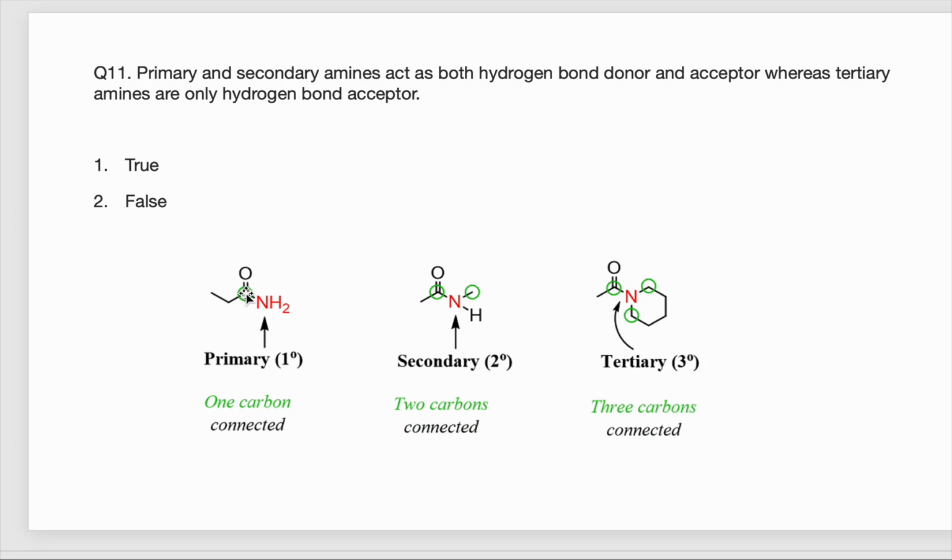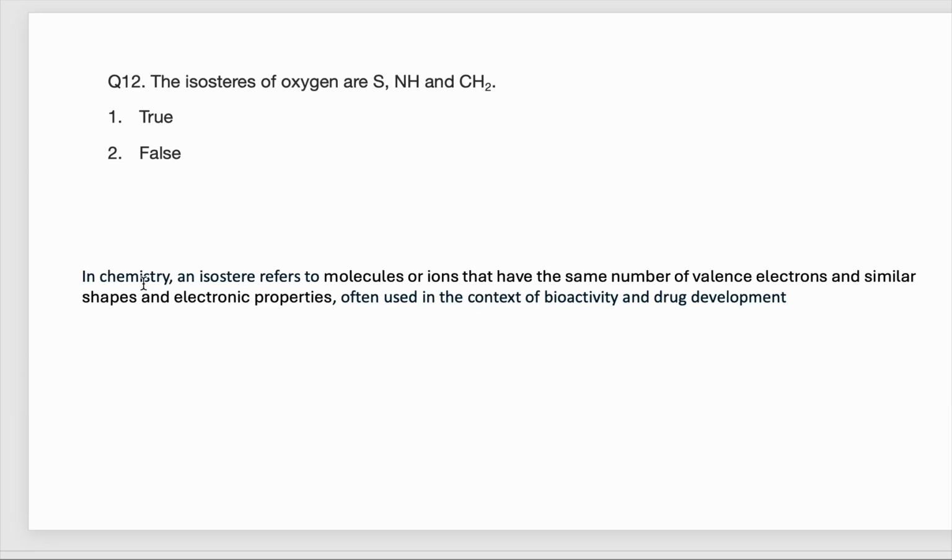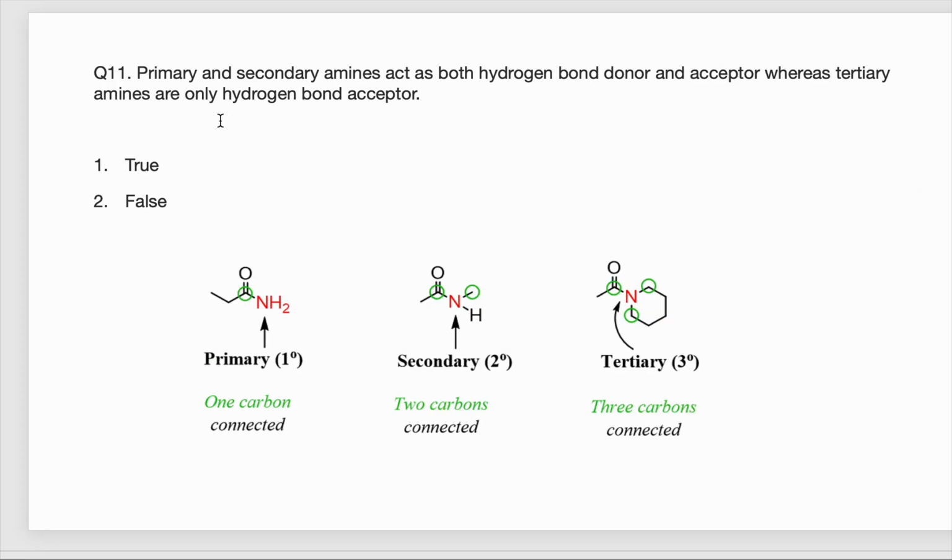When we talk about secondary, that means nitrogen will have at least one H and 2 R groups. And in the case of tertiary, nitrogen will have no H. So if it does not have any hydrogen, how will it be a hydrogen bond donor? It does not have anything, so how can it give it? That's why it does not act as a hydrogen bond donor. Instead, it can only act as a hydrogen bond acceptor.